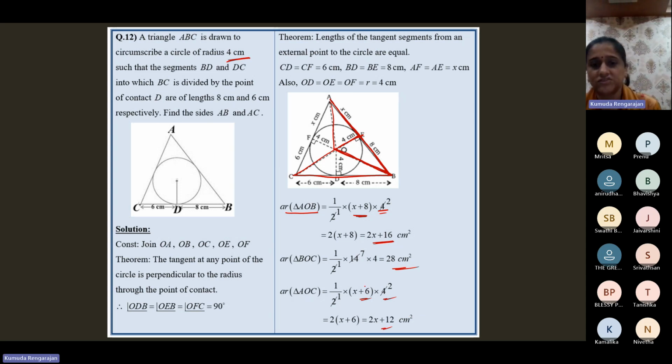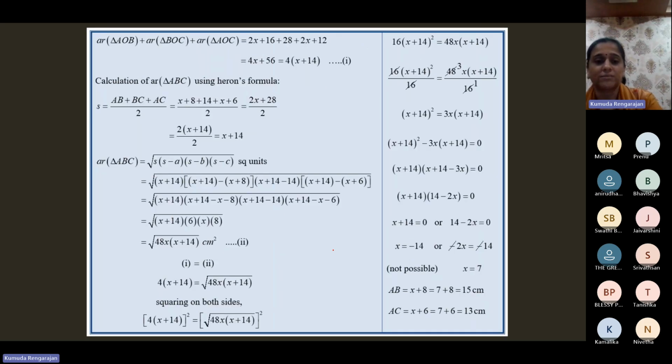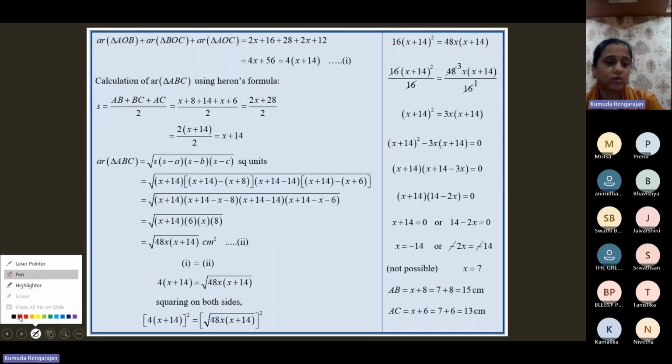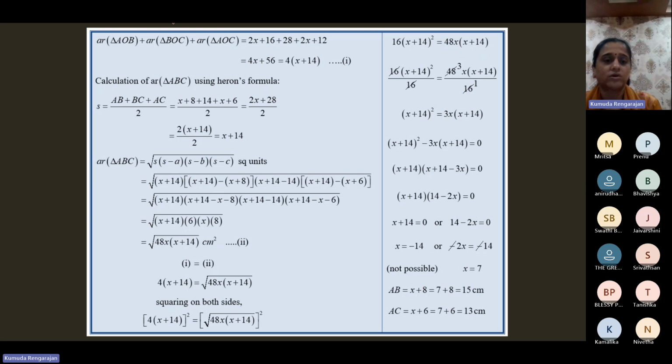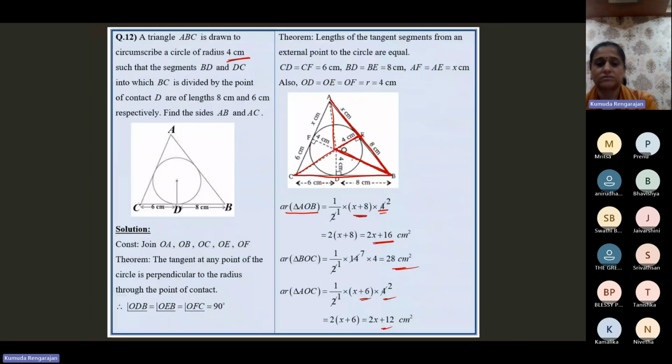So we found the areas of the three small triangles. Now the area of the whole triangle ABC. Okay, you can see here I've added, I found the sum of the areas of the three small triangles. It's 4x plus 56, 4 common, x plus 14. See here.